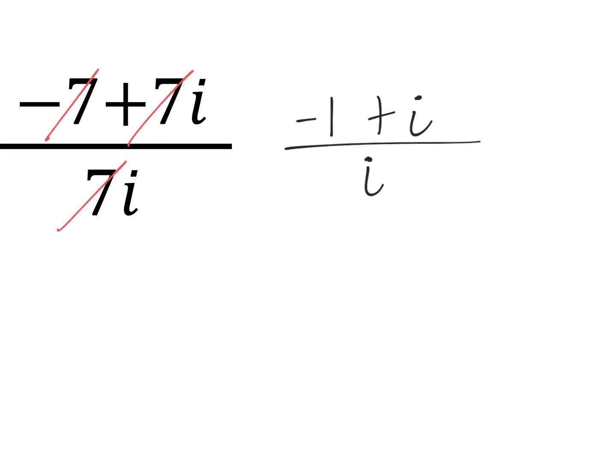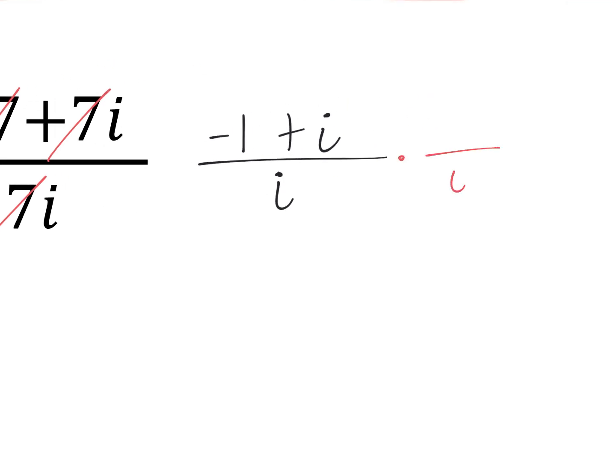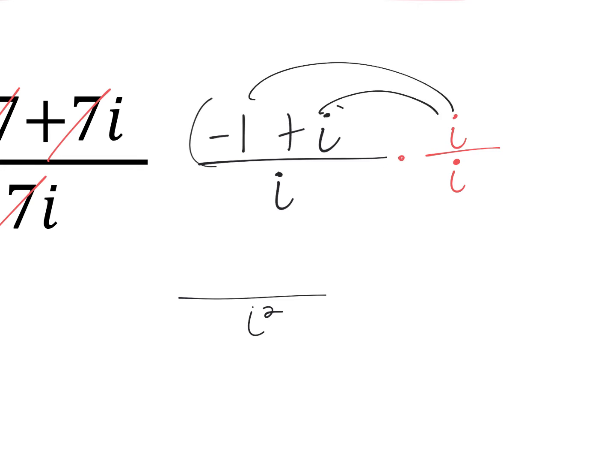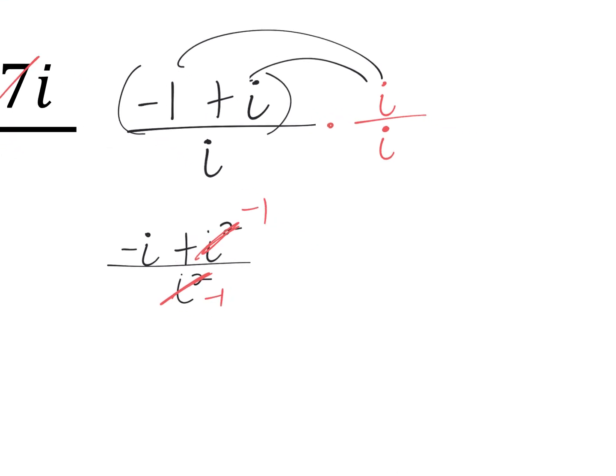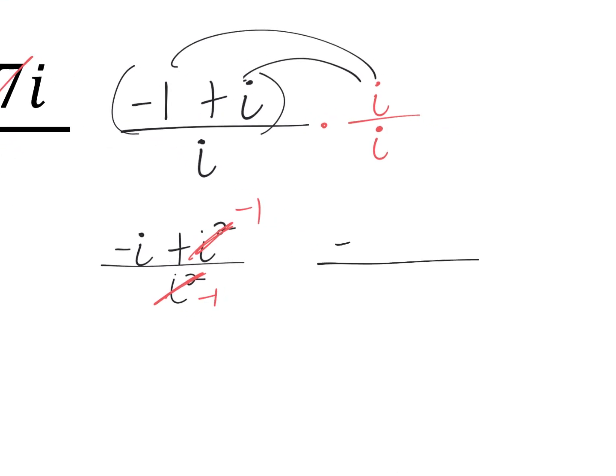Cool. Now, I need to get rid of that i out of the denominator, so I'm going to multiply it by i, and what I do to the bottom, I must do to the top. So on the bottom, I get i squared, which I'll clean up later, and then go ahead and distribute, because that is a binomial. So that would be negative i plus i squared. All right. i squared is negative 1. I'm going to clean it up to make it look nicer. So negative 1 minus i over negative 1.